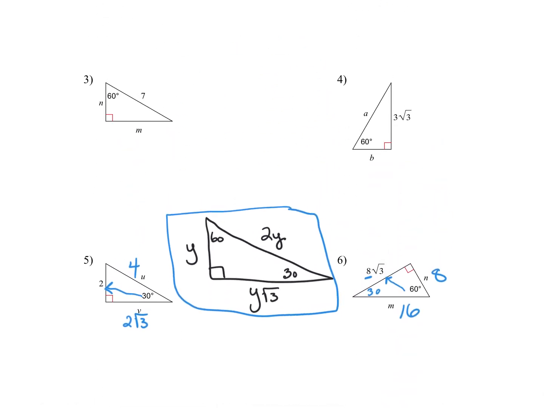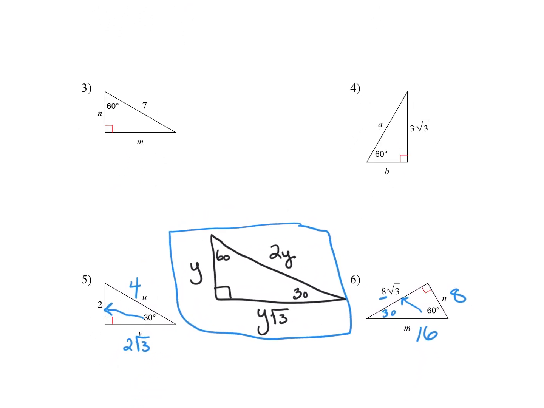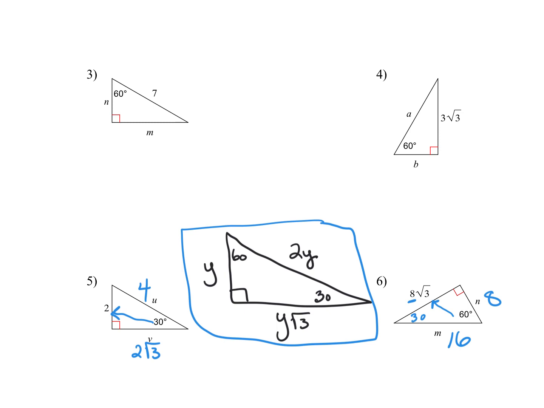Okay, now, we take a look at number 3. Okay, in this case we're given the hypotenuse. So the side opposite the 30 degrees is half that, so that's 7/2, or 3.5. But you're not gonna see it as a decimal, you'll see it as a fraction, so leave it as 7/2. And then this side opposite the 60 degrees would be 7/2 times the square root of 3.